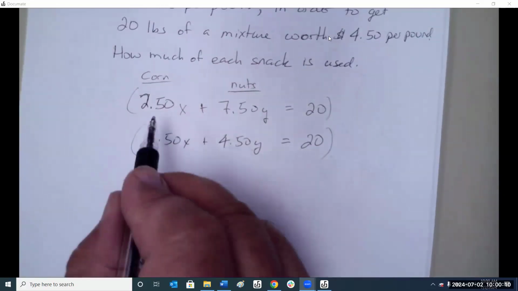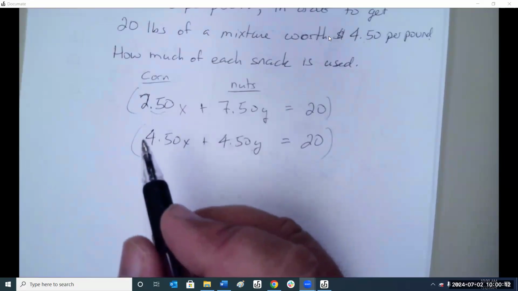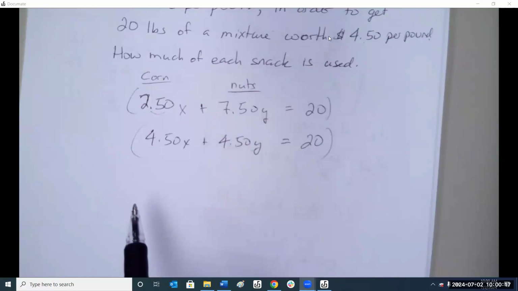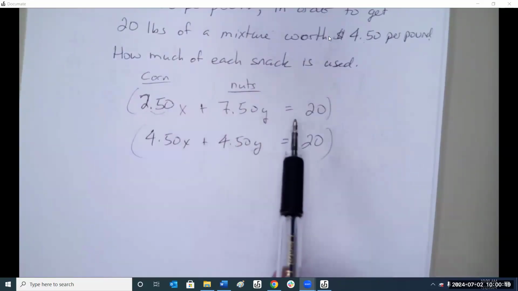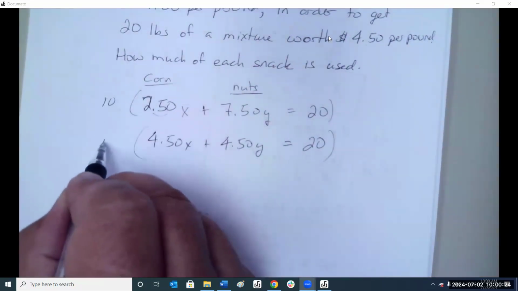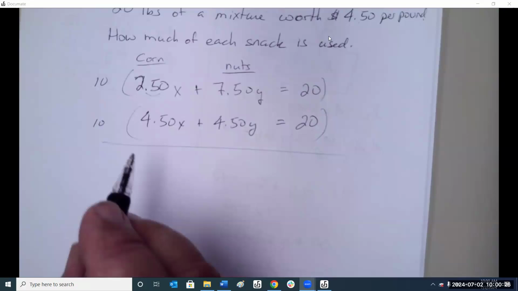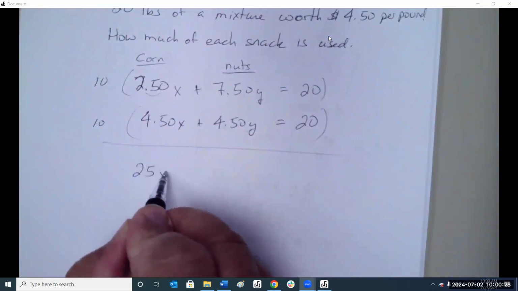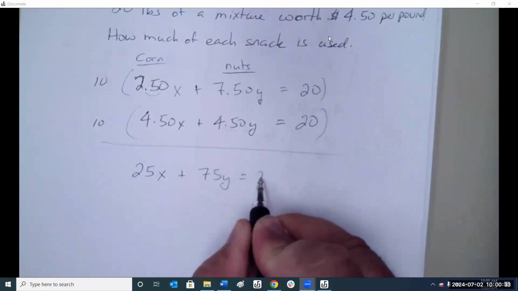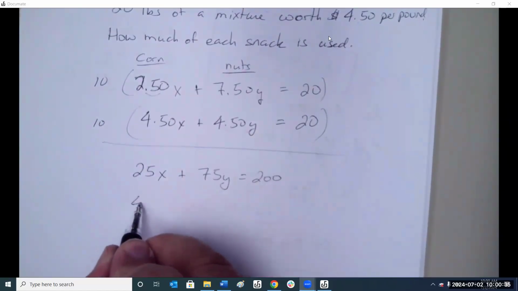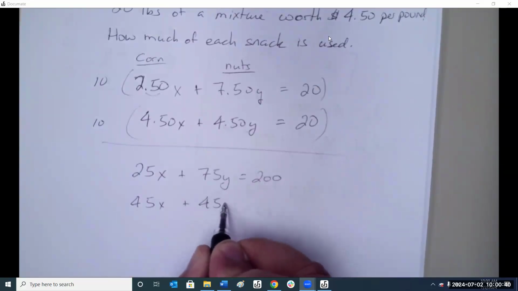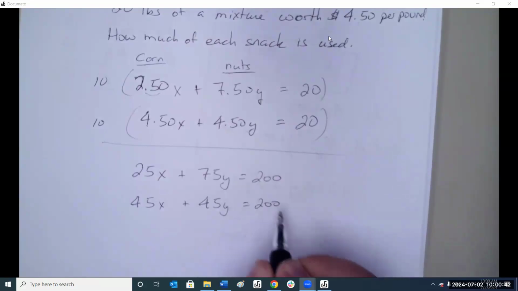We could do one of two ways. Since we're going to move it one decimal over, we can multiply by 10. But since they're all 50 cents each, we can multiply by two, because two times 2.50 is $5. Two times 7.50 is 15. But we can multiply both of these by 10, which will give us 25x plus 75y equals 200. 4.5x plus 4.5y equals 20.